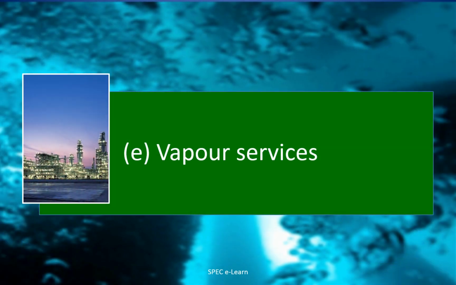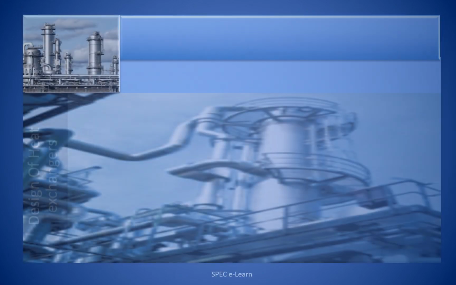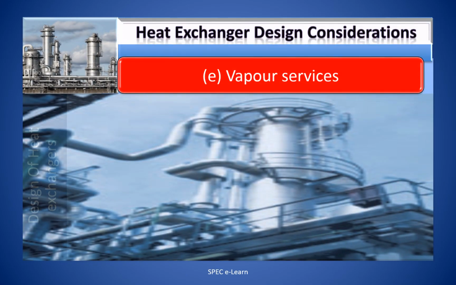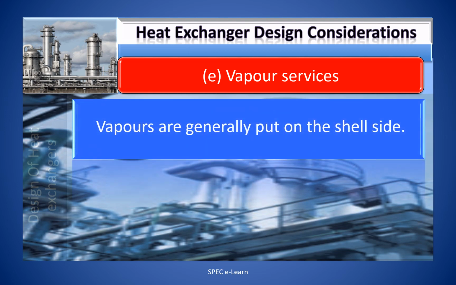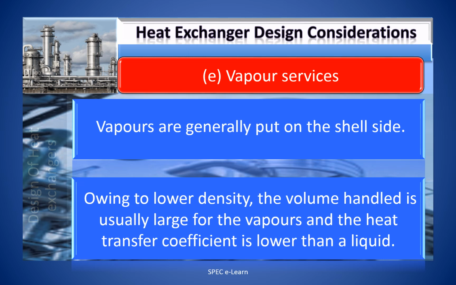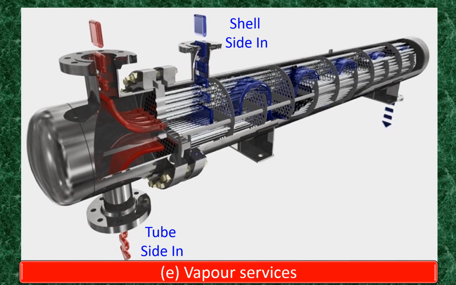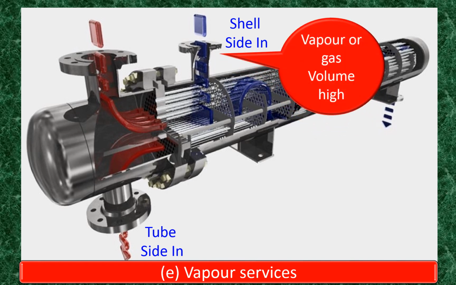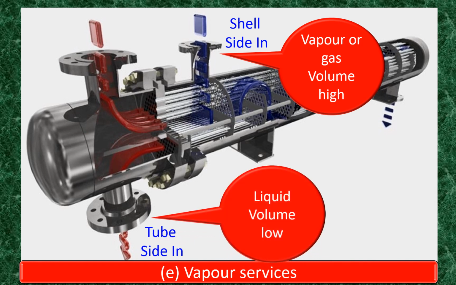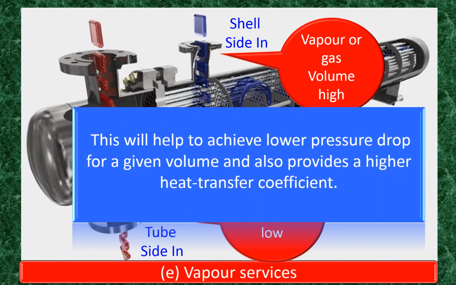The next consideration is vapor services. Vapors are generally put on the shell side. Owing to lower density, the volume handled is usually large for vapors, and the heat transfer coefficient is lower than for a liquid. This figure illustrates visually the large space available on the shell side, and hence vapors with large volume should be allocated to the shell side. This will help to achieve lower pressure drop for a given volume and also provides a higher heat transfer coefficient.